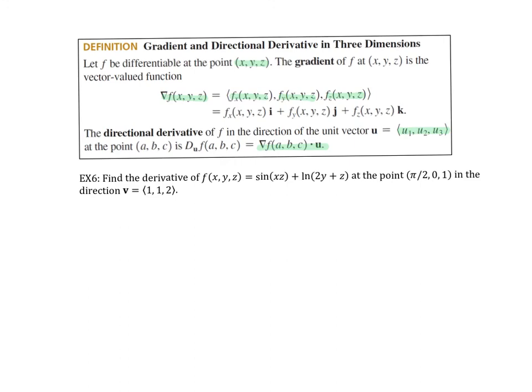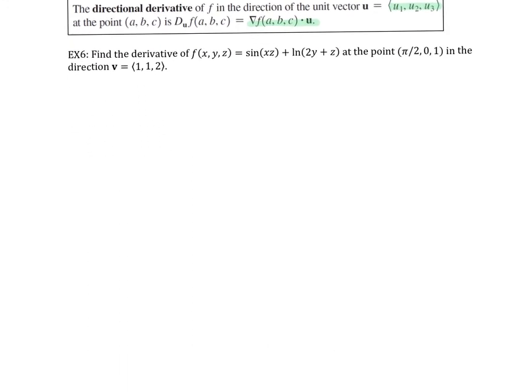Let's look at example 6. We want to find the derivative of our function, sine of xz plus natural log of 2y plus z, at the point pi over 2, 0, 1, and the direction is going to be this v vector 1, 1, 2. Since we're finding a derivative and we're given a direction, that means we're going to find a directional derivative. I'll need my gradient in terms of x, y, and z.